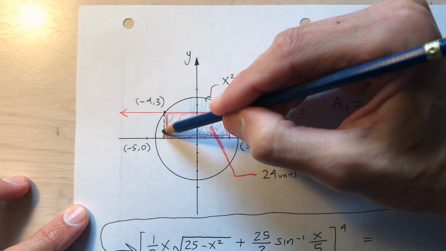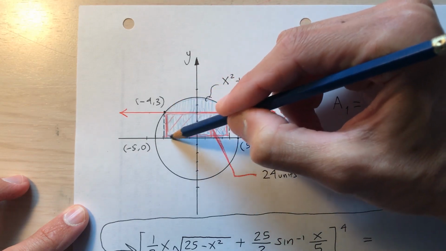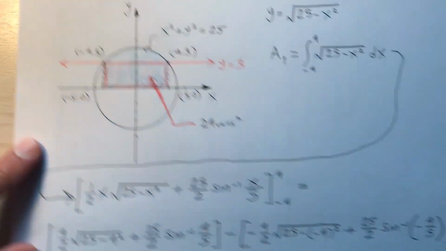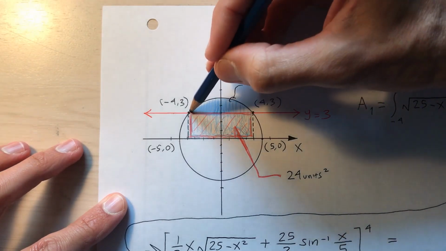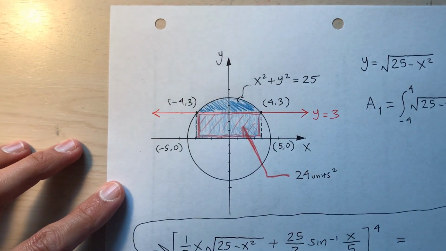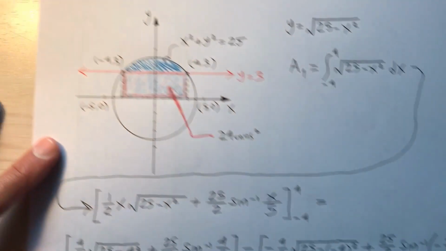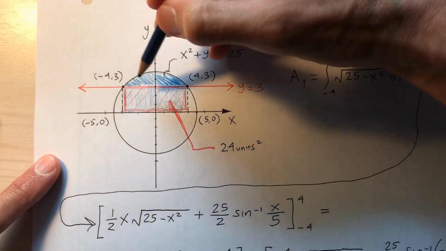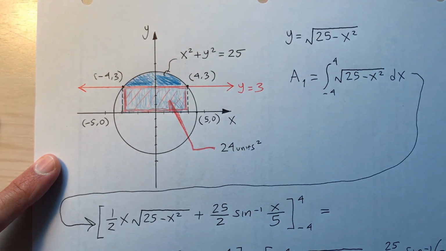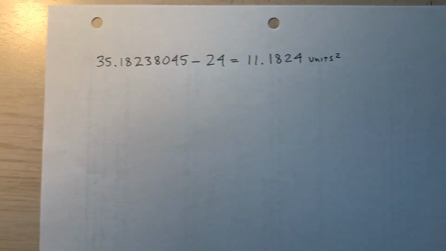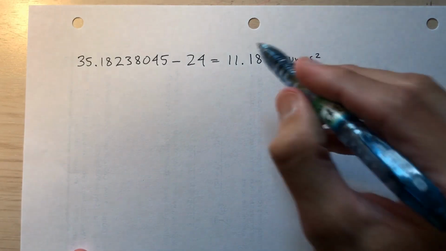Okay, so to summarize, the area of this entire wedge, the area underneath the square root of 25 minus x squared between -4 and +4, I calculated that to be about 35.18. Remember that? And then I've got the area of this rectangle. What I really want is this area that I'm shading in dark blue. So that area that I just shaded in dark blue would be 35.18 minus 24. So when I find the difference of 35.182 and 24, that will tell me what this dark blue area is. So I find that to be 11.1824 square units.